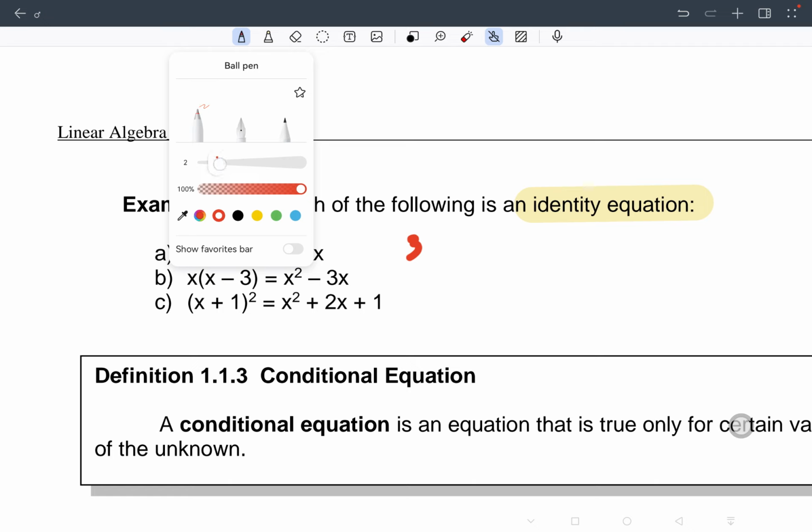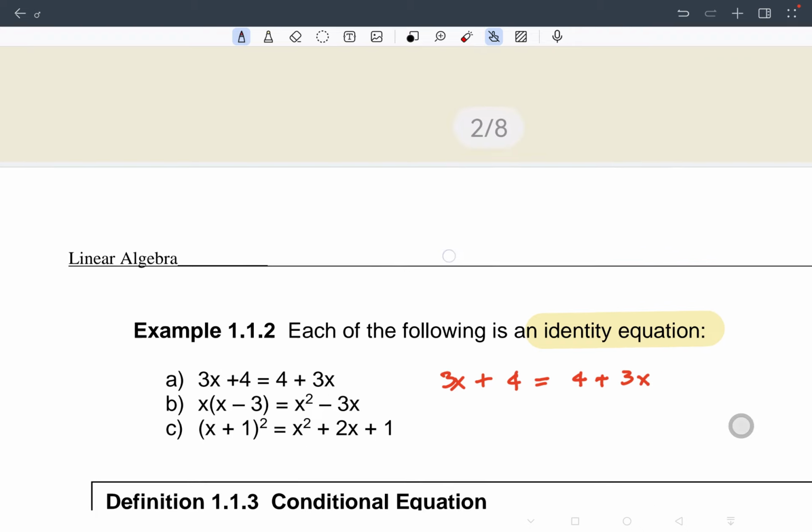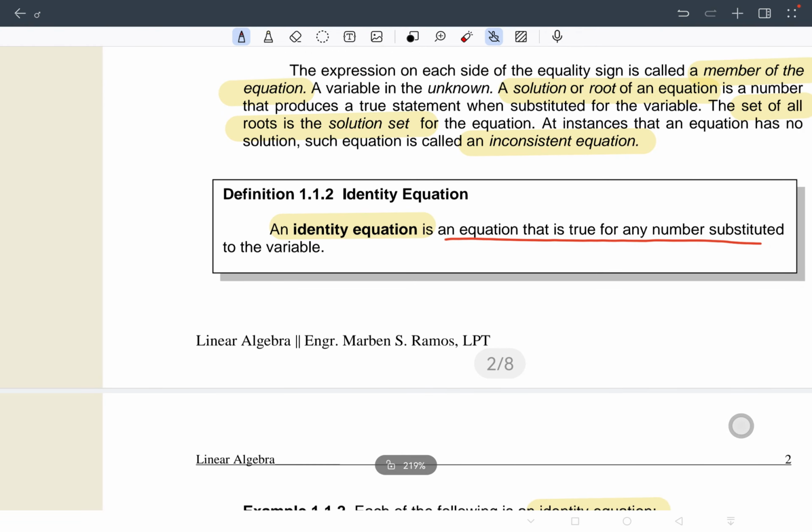For example, dito sa mga equation na to, identity equation, we have, for example, 3x plus 4 is equal to 4 plus 3x. So we have 3x plus 4 is equal to 4 plus 3x. So let us check if this is an example of an identity equation. Ano nga ang definition natin ng identity equation? An identity equation is an equation that is true for any number substituted to the variable. Kahit anong number daw ang i-substitute natin, the equation will be true.